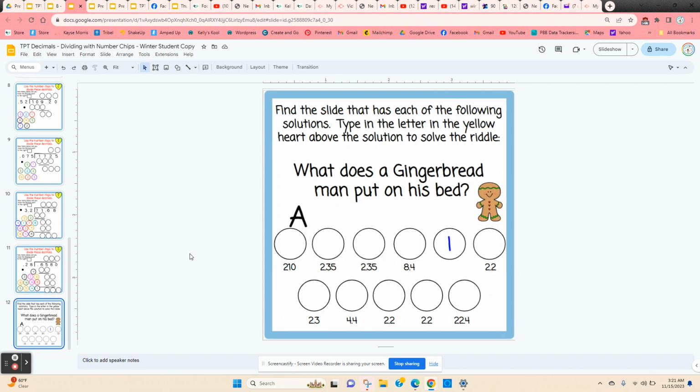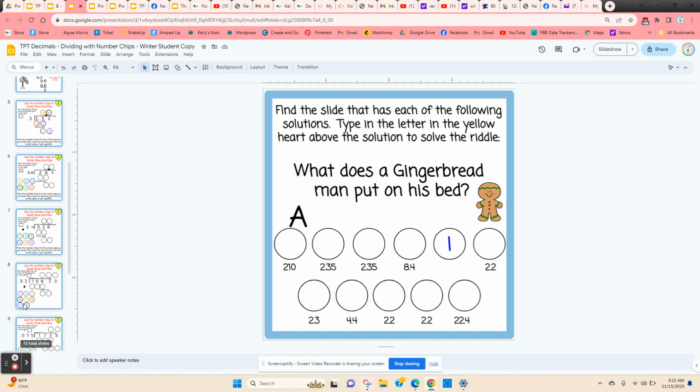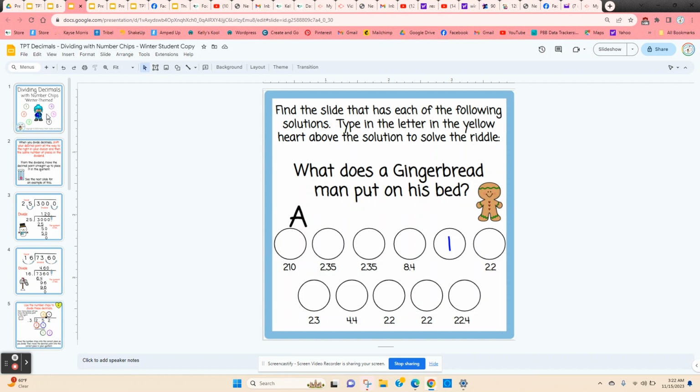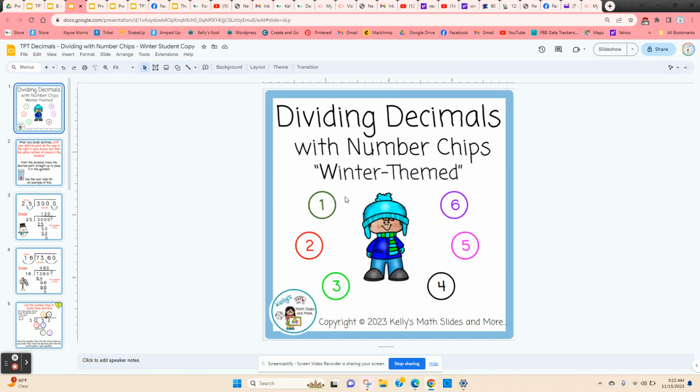On that very last slide, we have all of the answers from the previous slides. So students have to scroll up and down, find these answers, type in the letter that's in the yellow heart, and that should answer their riddle. So this is dividing decimals with number chips, and this is the winter version.